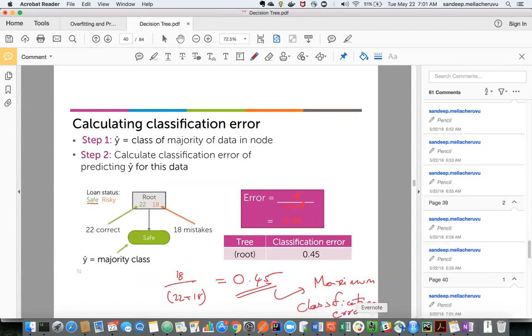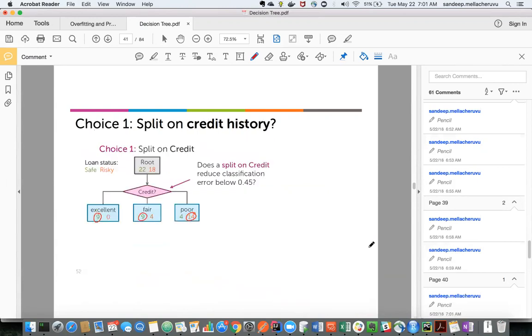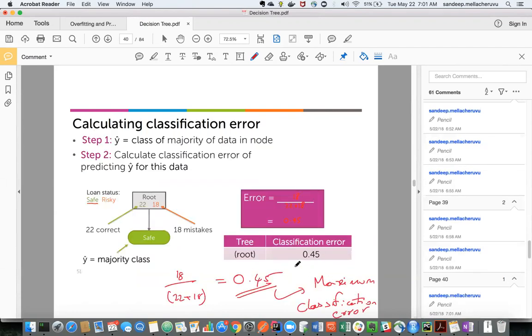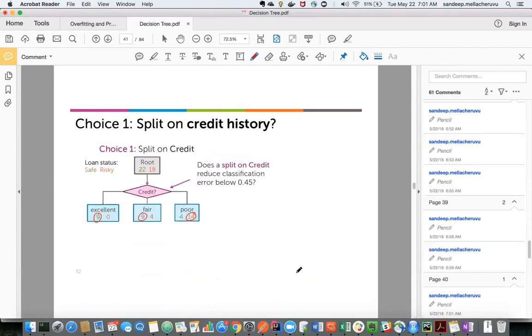Now we start using some feature, credit, for example. If we start splitting on credit, are we going to reduce our classification error from 0.45 to something lesser than that? Are we going to get below 0.45 or not? Let's try to do that. Now, these are the previous splits we saw earlier: 9, 0, 9, 4, 4, 14. Now, what is the classification error here after splitting?